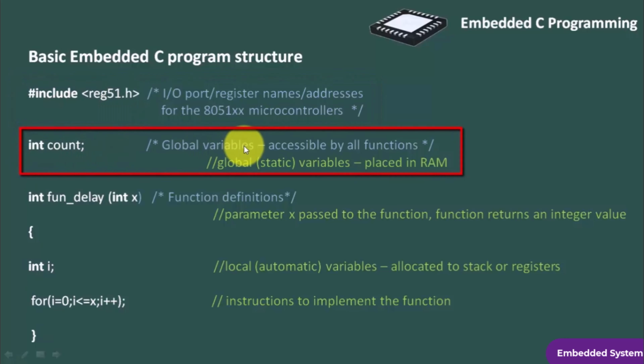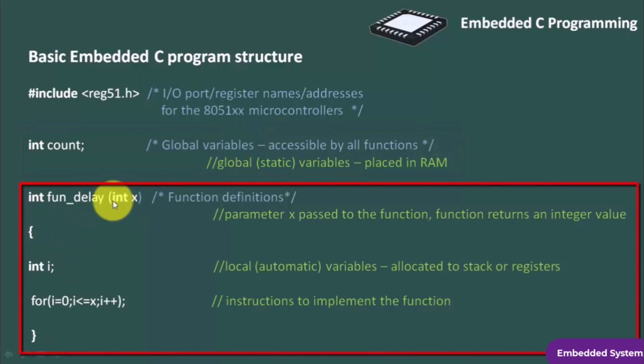Global variables. Global variables, as the name suggests, are global to the program, that is, they can be accessed anywhere in the program. Normally, global variables are static variables and are placed in RAM memory locations. Function. A function is a group of statements that together perform a task. A function declaration tells the compiler about the function's name, return type, and parameters. A function definition provides the actual body of the function.